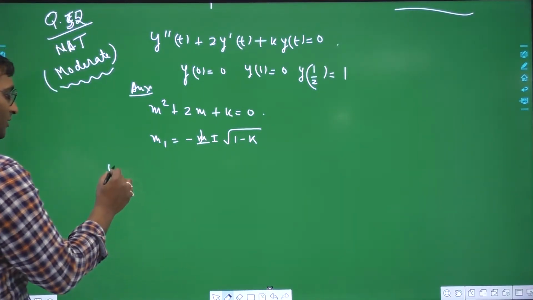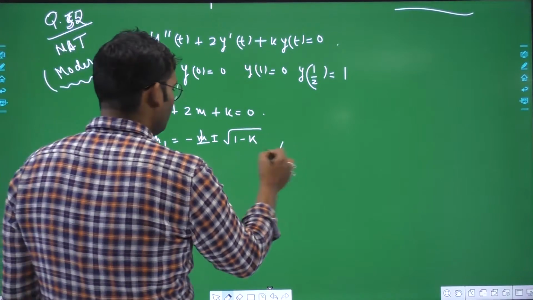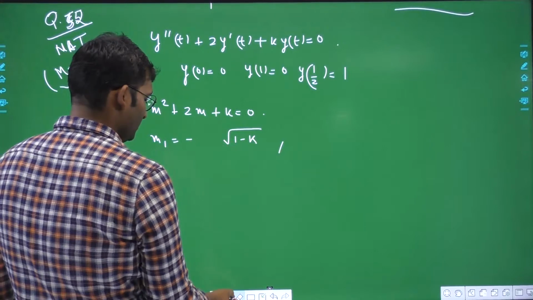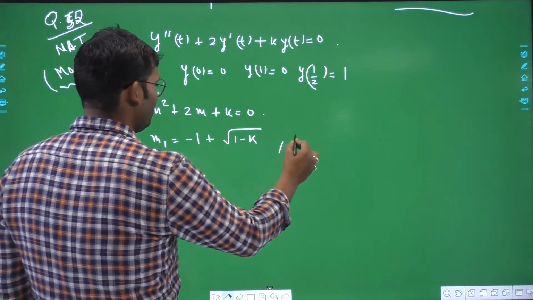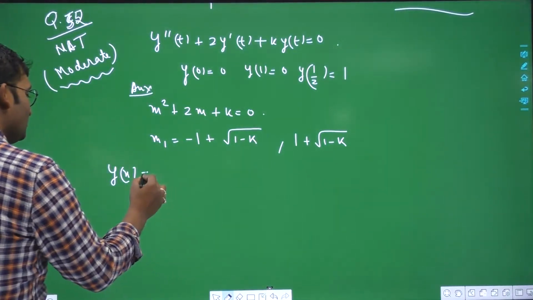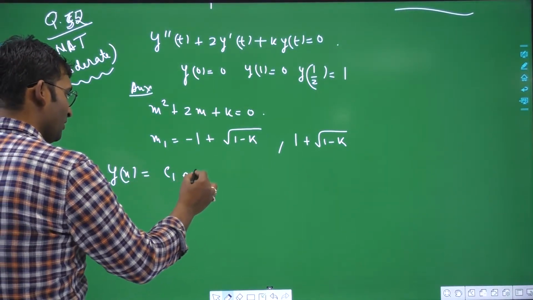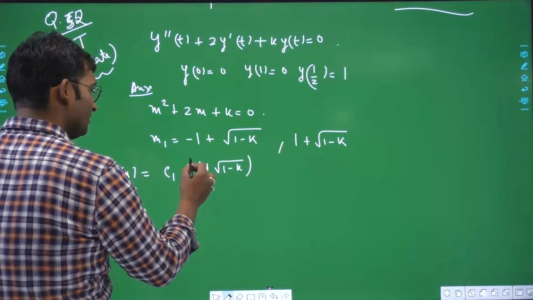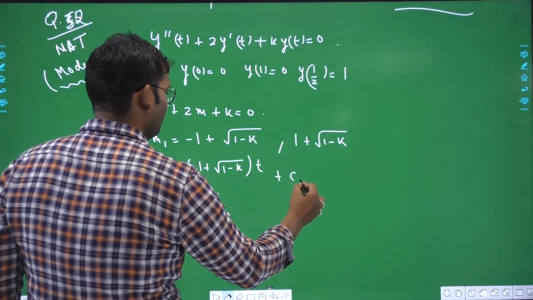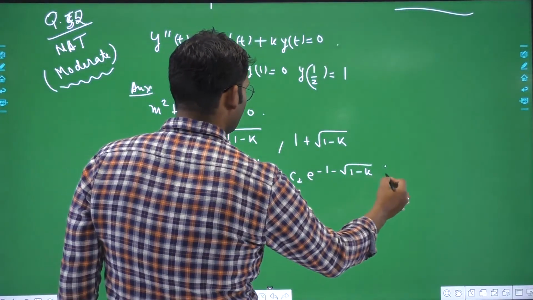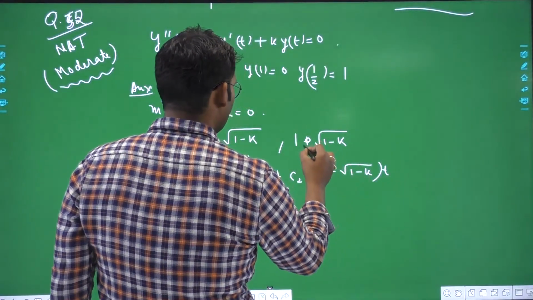So correspondingly your solution m1 and m2 will be equal to this, एक प्लस मान लीजिए और एक माइनस मान लीजिए. So one is minus 1 plus root over 1 minus k, another one will be equal to minus 1 minus root over 1 minus k. Okay, so your y x will be equal to c1 e की power minus 1 plus root over 1 minus k times t plus c2 e की power minus 1 minus root over 1 minus k times t. So I believe ये चीज समझ में आ रही होगी.